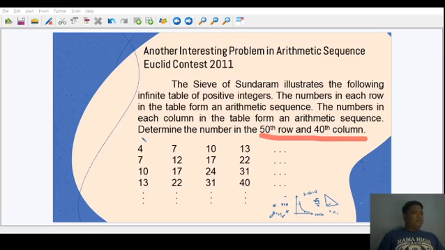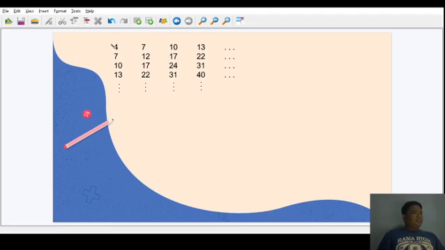So the problem here is to determine the number in the 50th row and 40th column. Okay, so we have here our column and we have here our row. Again, the solution already is being posted on the Facebook page of Sir Mark, but today we're going to solve it using this Casio graphic calculator. So here, the arithmetic sequence, we have 4, 7, 10, 13, 7, 12, 17, 22, 10, 17, 24, 31, 13, 22, 31, and 40. Right? So again, we're going to get the 50th row and the 40th column. This is again the column, this is the row. Okay? So row 1, 2, 3, 4, and column 1, 2, 3, and 4.